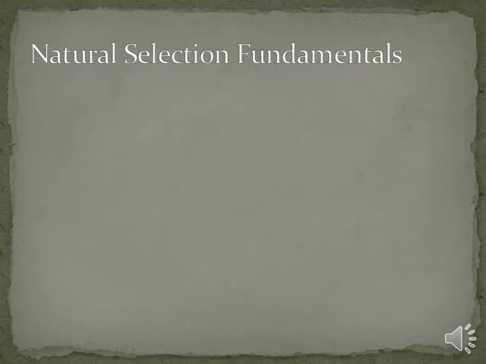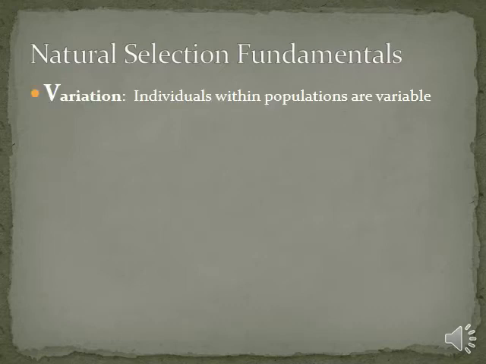Okay, so there's a couple of tenets or fundamental factors that have to be in play for natural selection to occur. The first tenet, or the first fundamental assumption, is that there is variation within a population. So individuals within a population are variable. We might be talking about a species of turtles, even human beings, or a species of birds. So the first tenet or rule for natural selection is that there's variation within a population among individuals.